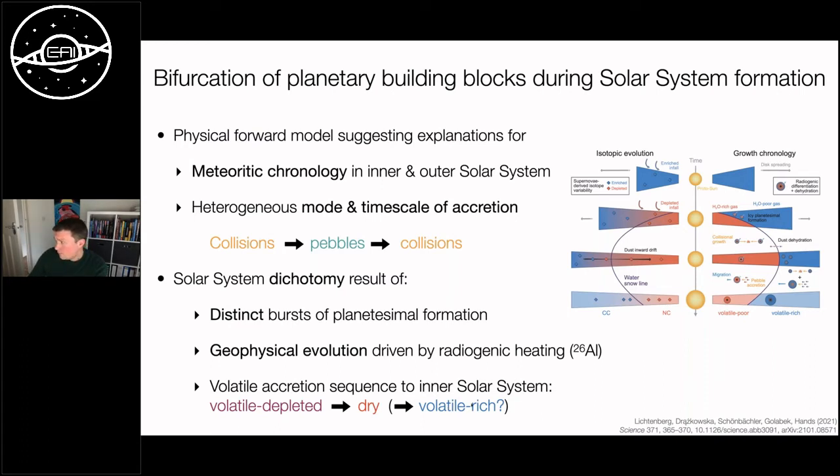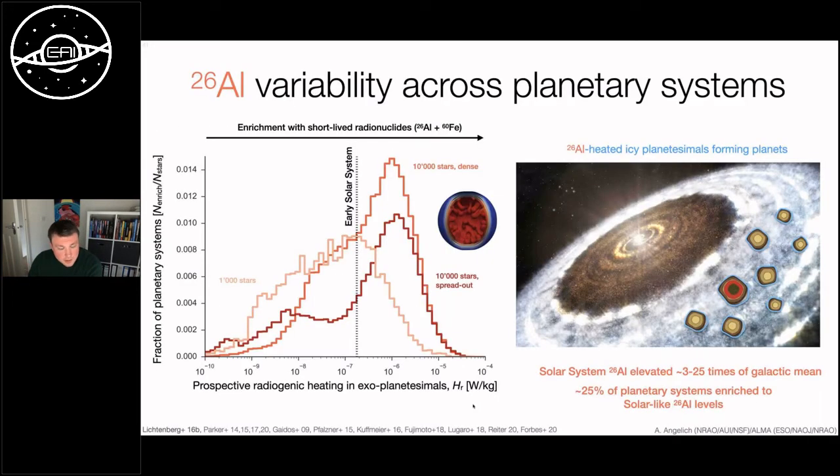And now, give me just 5 more minutes. I want to come back to this exoplanet question that I started with in the first place. Because the chemical deviation in the solar system in this model is a strong function of aluminum-26 heating, this immediately brings the question: what about other planetary systems?